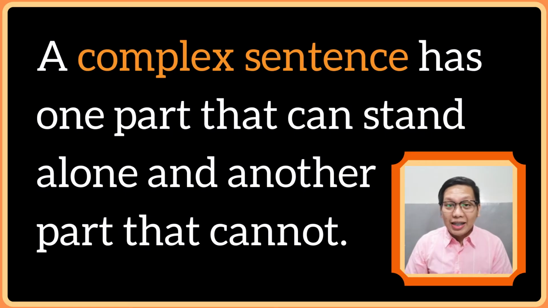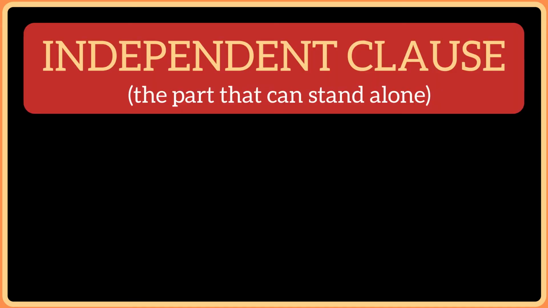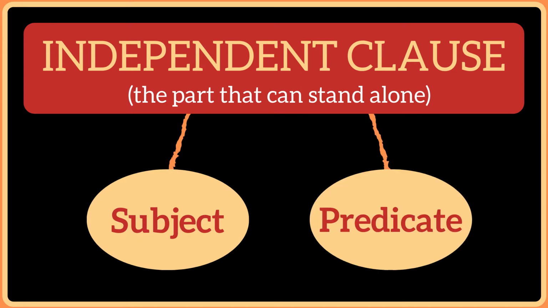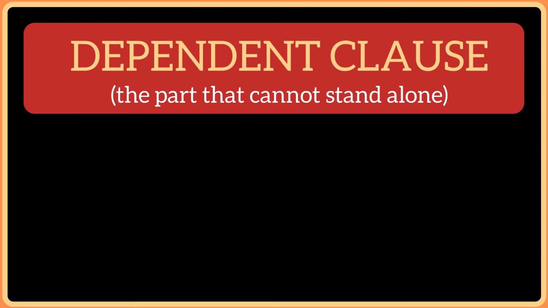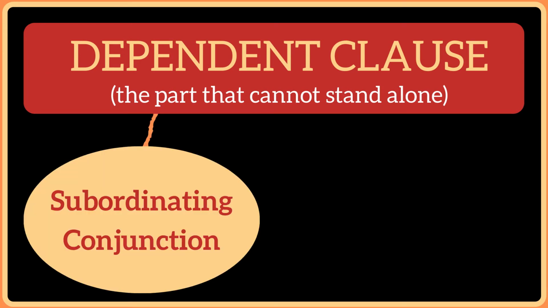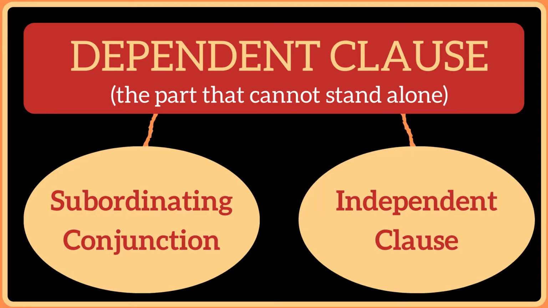A complex sentence has one part that can stand alone and another part that cannot. The part of a complex sentence that can stand alone is called an independent clause. It is made of a subject and a predicate. On the other hand, the part of a complex sentence that cannot stand alone is called dependent clause. It is made of a subordinating conjunction and an independent clause.